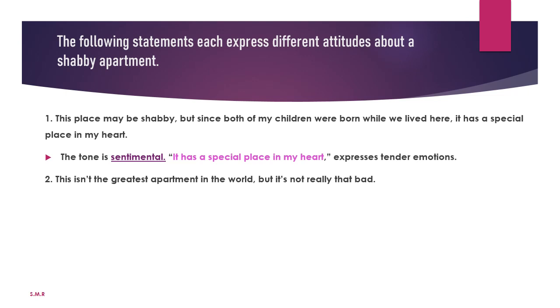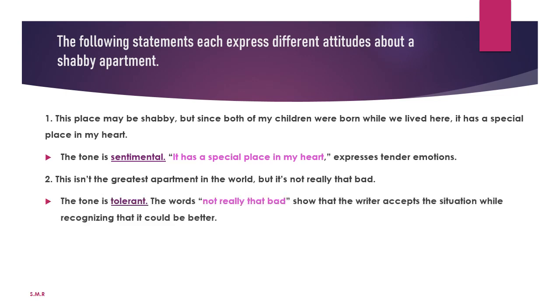Let's have another one. This isn't the greatest apartment in the world, but it's not really that bad. Here, the writer is tolerant. Why? He said it is not really that bad, and he is showing that in the first part it is not the greatest apartment. So these are two opposite ideas, but he is fair with that. He's tolerant with that. Since he has used not really that bad, it shows that the writer accepts the situation while recognizing that it could be better. So he understands both sides of the coin.